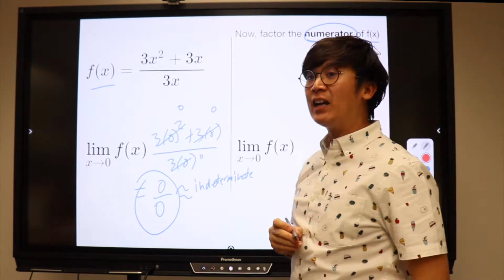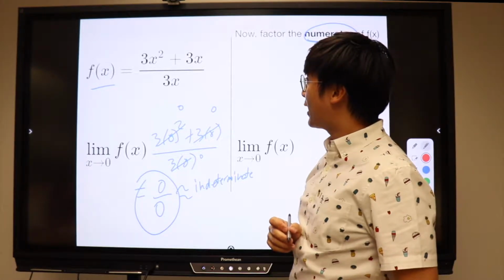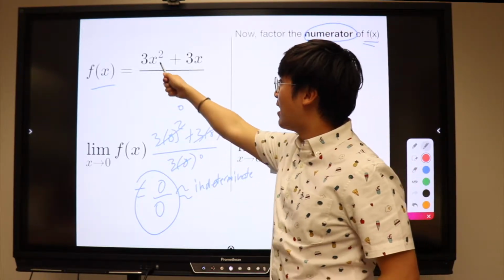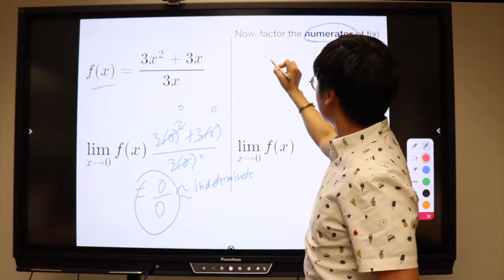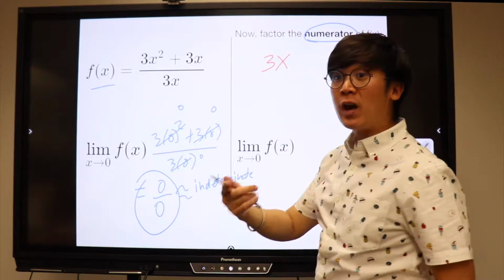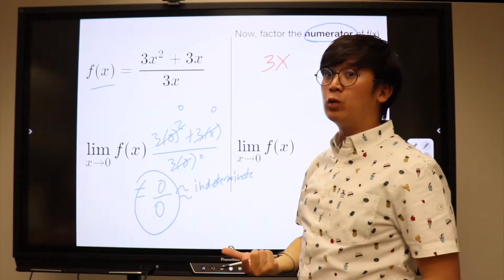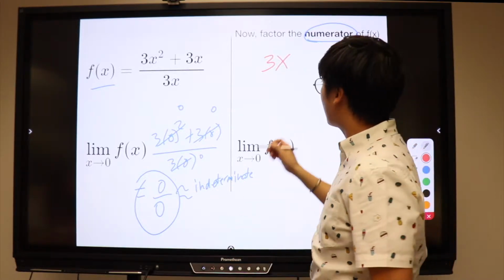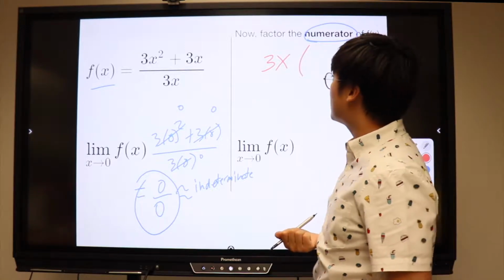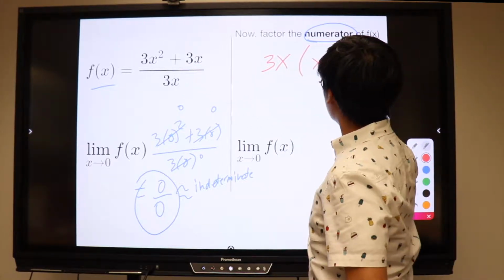If we factor it out, what factoring technique are we going to use to factor the numerator? Greatest common factor, or GCF. And what is the GCF of your numerator? 3x. That's why it's called greatest common factor. If it's just common factor, then 3 would qualify. But we want the greatest common factor. And if we undo the distributive property, what's left inside? X plus 1.